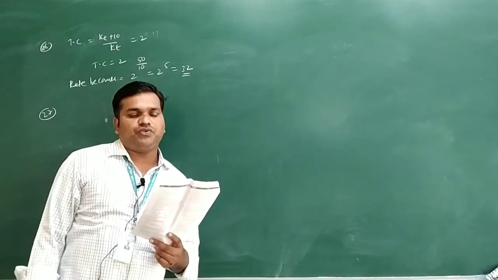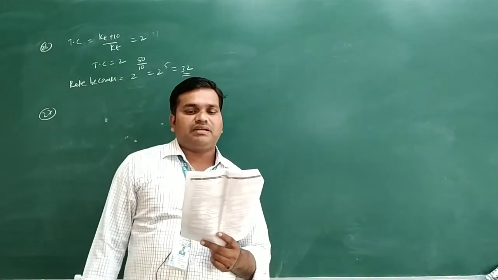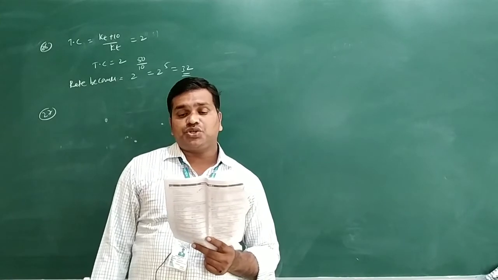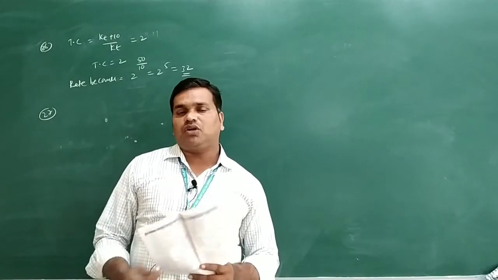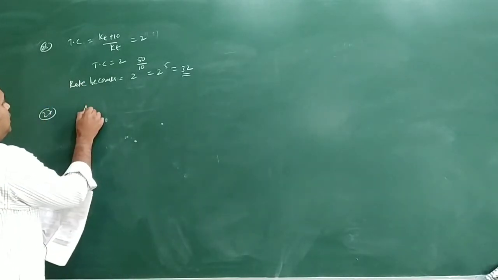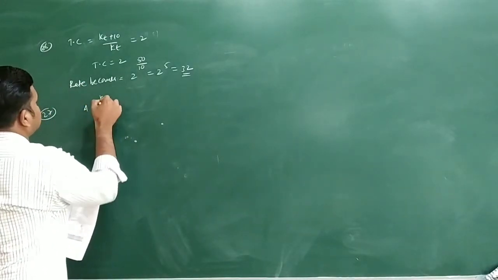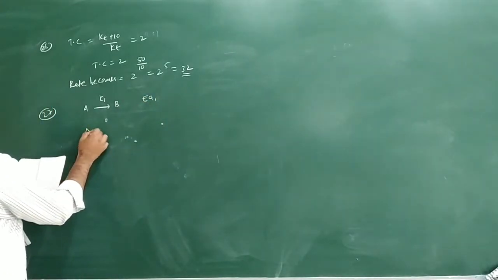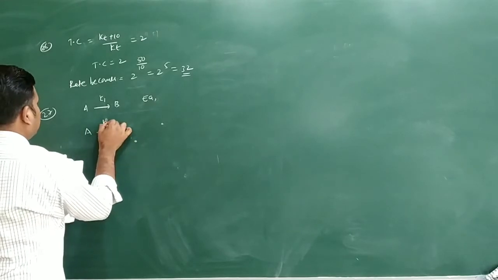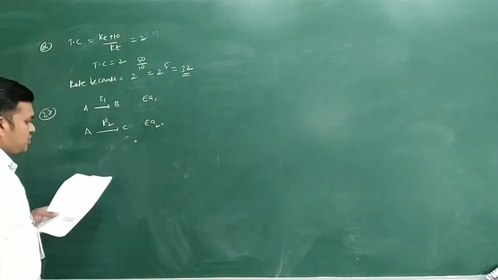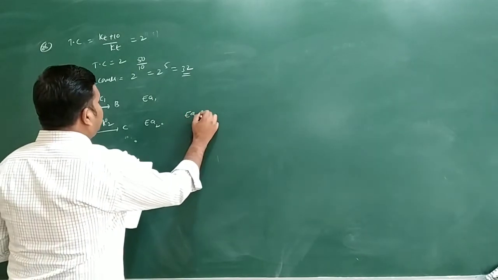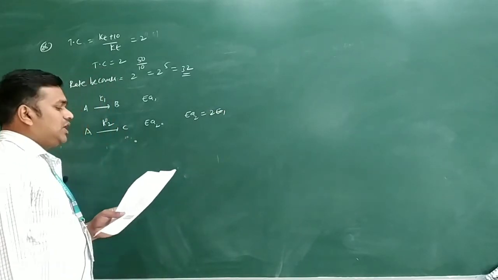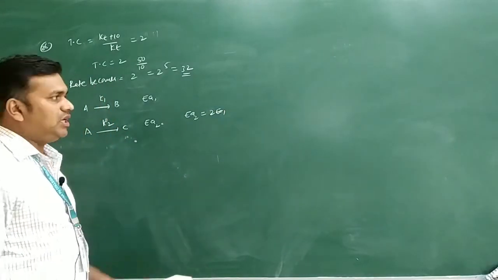Again, see question number 27. A reactant A forms two products. A gives rise to B with activation energy EA1. A gives rise to C with activation energy EA2. If EA2 is equal to 2EA1, then K1 and K2 are related to. I will take the first equation: A gives rise to B, this is K1, with activation energy EA1. Next, A gives rise to C, this is K2, with activation energy EA2. Again they have given EA2 is equal to 2EA1. They are asking how K1 and K2 are related.